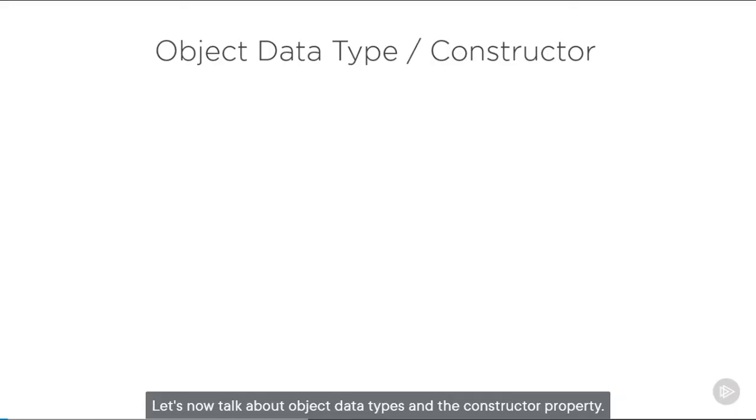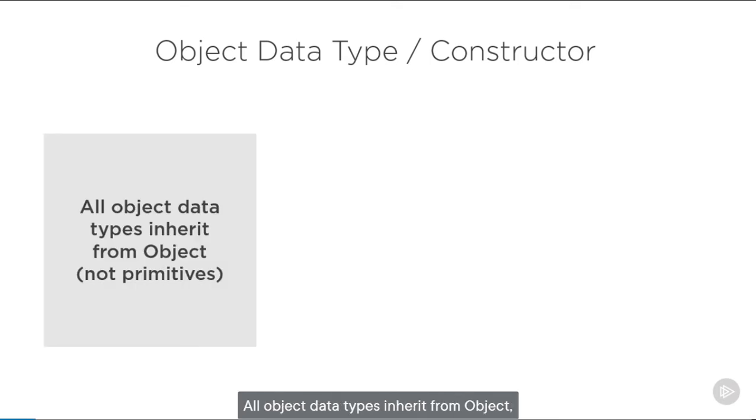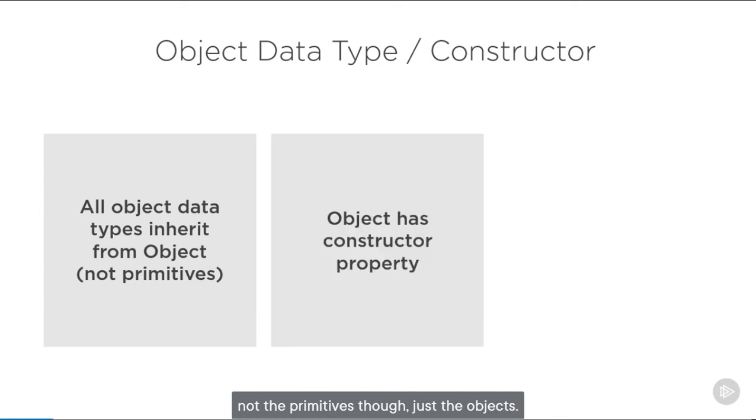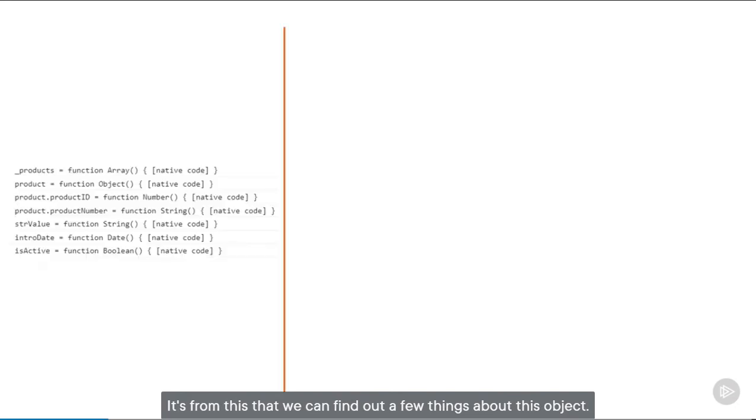Let's now talk about object data types and the constructor property. All object data types inherit from object. Not the primitives though, just the objects. So object has a constructor property, and this constructor property returns a reference to the object itself. It's from this that we can find out a few things about this object.